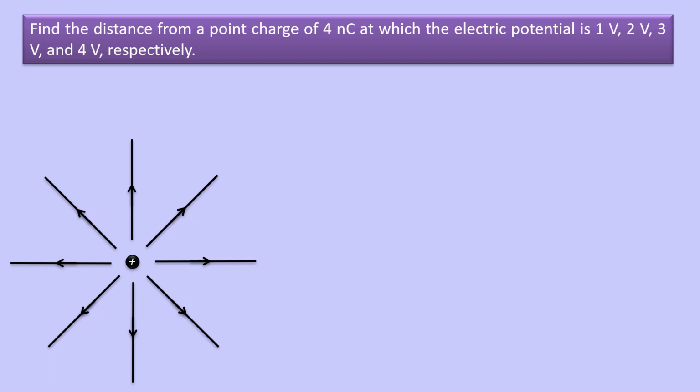And here it is. At what distance from a point charge of 4 nanocoulombs is the electric potential 1, 2, 3, and then 4 volts? This is the central mystery we're going to unravel right now.